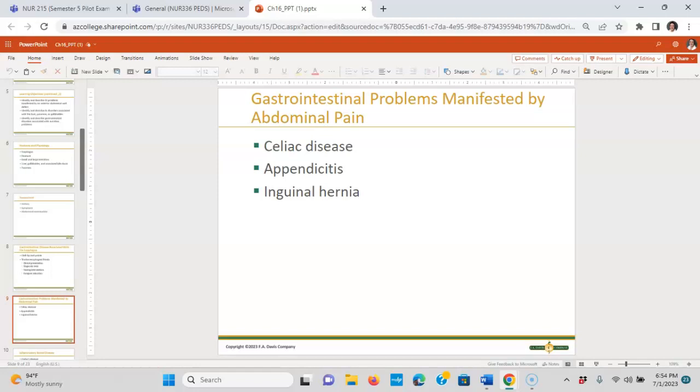Monitor vital signs. Position the patient in a position of comfort. Give them IVs. Explain everything to the patient and the family. Prepare them for surgery. Pre-op teaching. And then after surgery, monitoring vital signs, IV therapy. You may have to give them antibiotics if it ruptured.